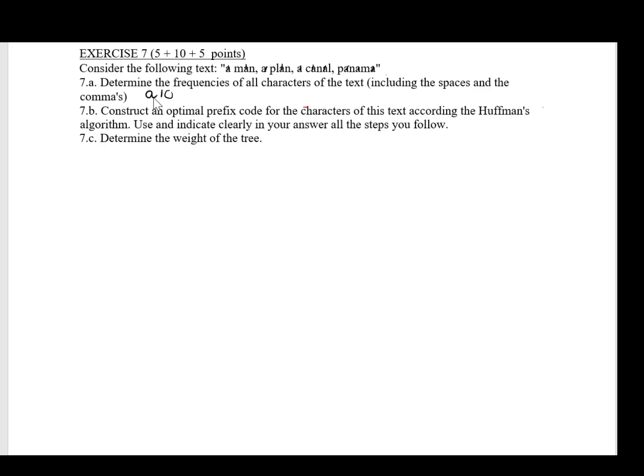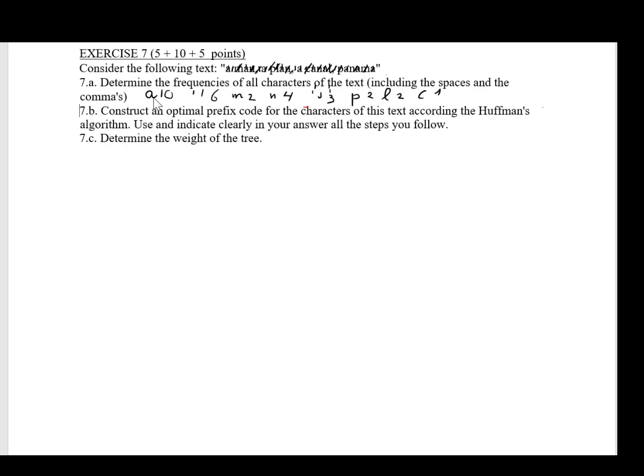Then we have a space, which happens 6. We have an M, which happens 2. We have an N, which happens 4. Okay, we have a comma, which occurs 3 times. And we have a P twice. We have an L twice. And what are we missing? This is the C. It's 1.